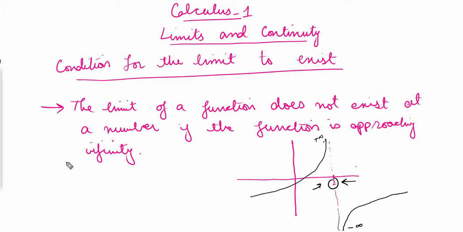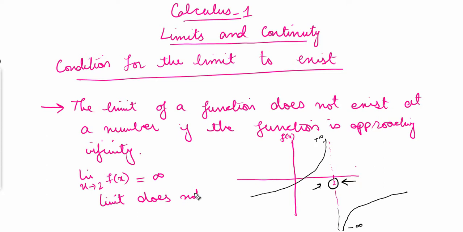Or you can simply write limit x approaches 2. For this function, let's suppose this function is f of x. So limit x approaches 2 of f of x is equal to infinity, hence the limit does not exist.